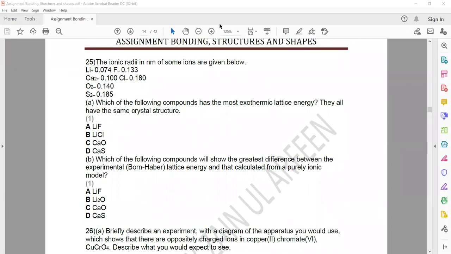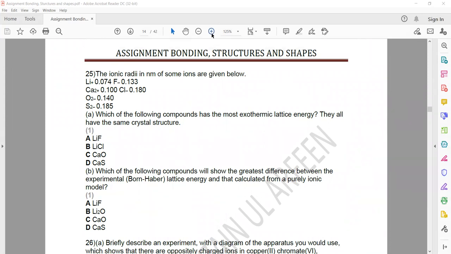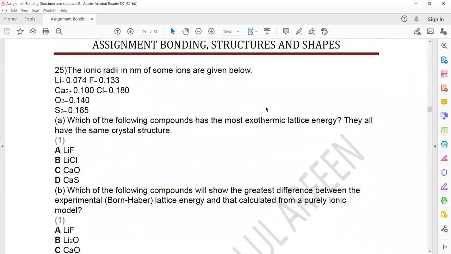Moving on to the next question. The ionic radii in nanometers are shown for lithium, fluorine, calcium. Which of the following compounds has the most exothermic lattice energy? Like which will have the highest lattice energy? So to have the highest lattice energy, their charge should be big and the size should be small.